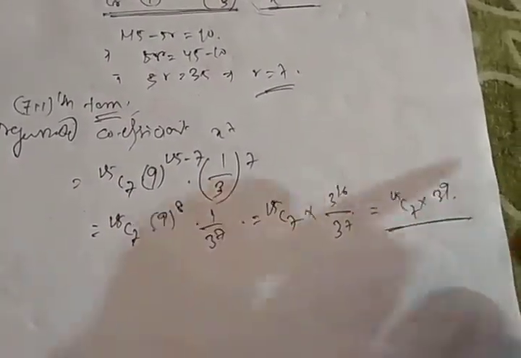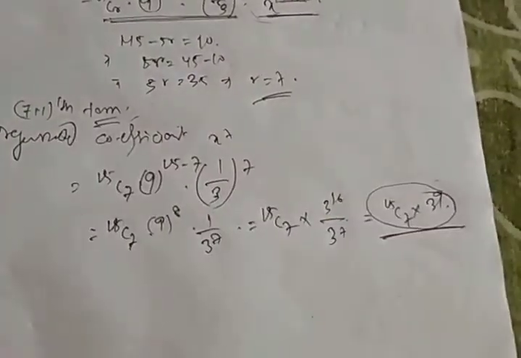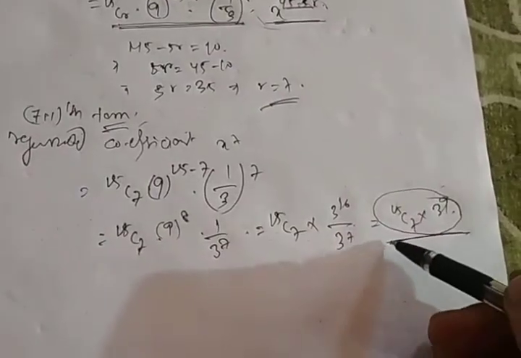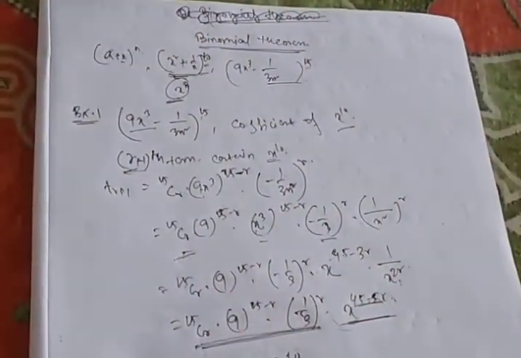As 3 to the power 9 is a very large number, you can take the answer in this form. Okay, so this is how you can find whatever the question is.